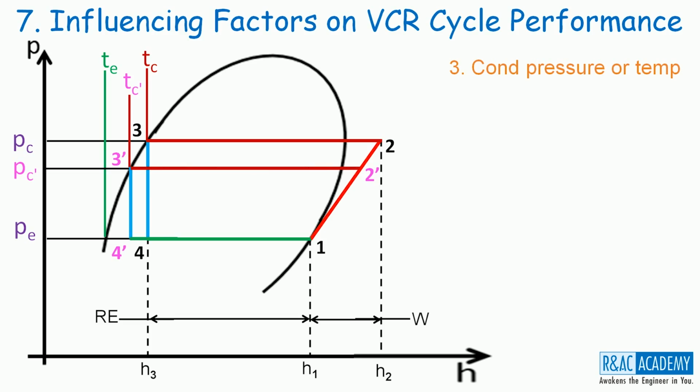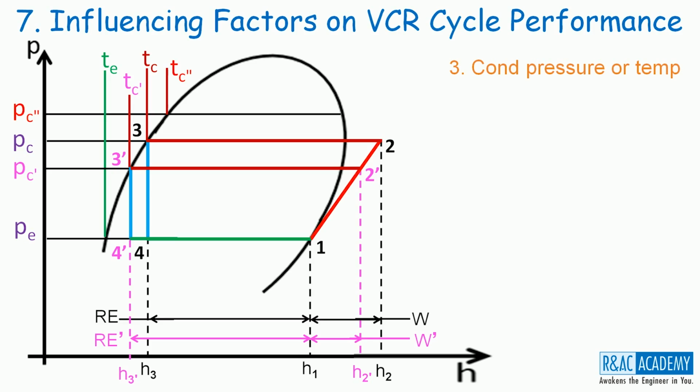1, 2 dash, 3 dash and 4 dash is the new cycle that operates between PC dash and PE. The refrigeration effect produced by the new cycle, RE dash, is clearly greater than the baseline value, and the work input that is needed to be given to this new cycle, that is W dash, is clearly less than the baseline value. Let us now increase the condensing pressure from PC to PC double dash.